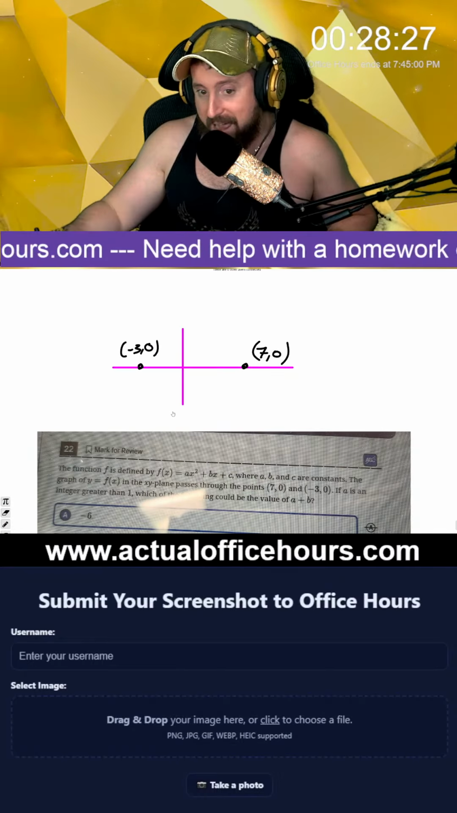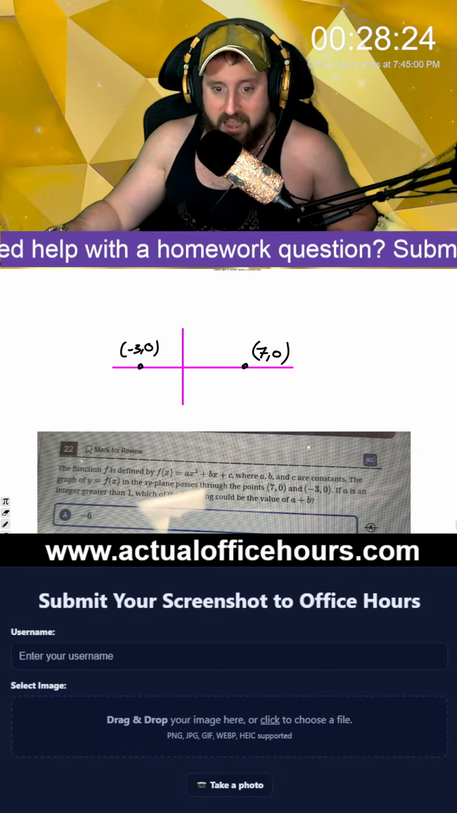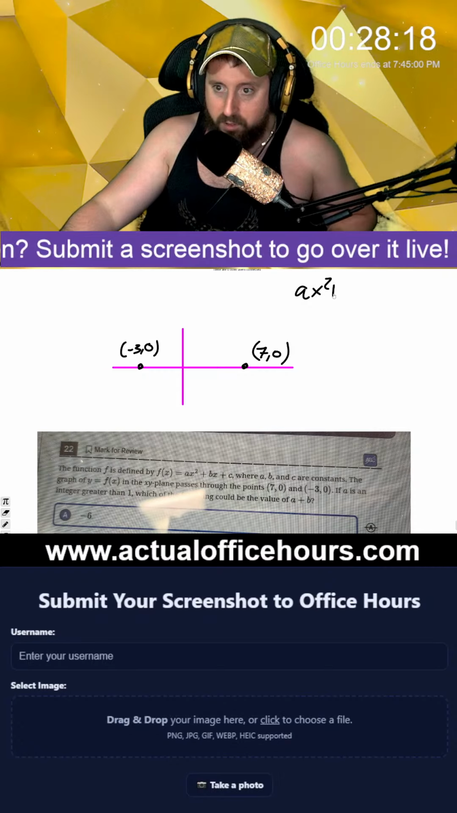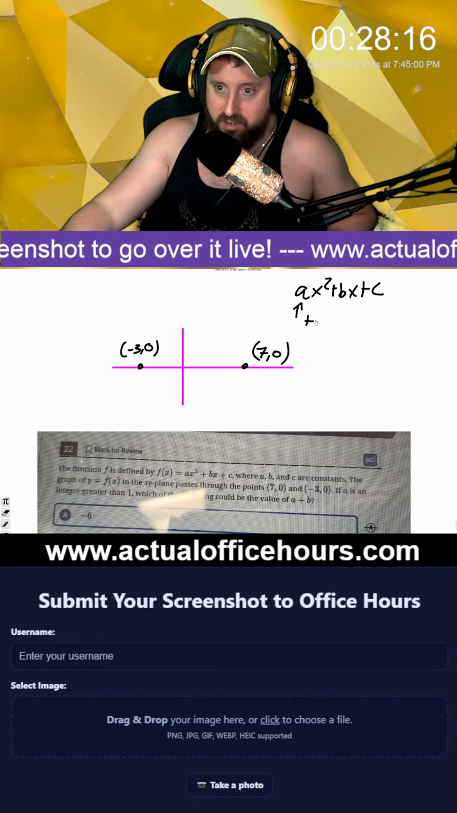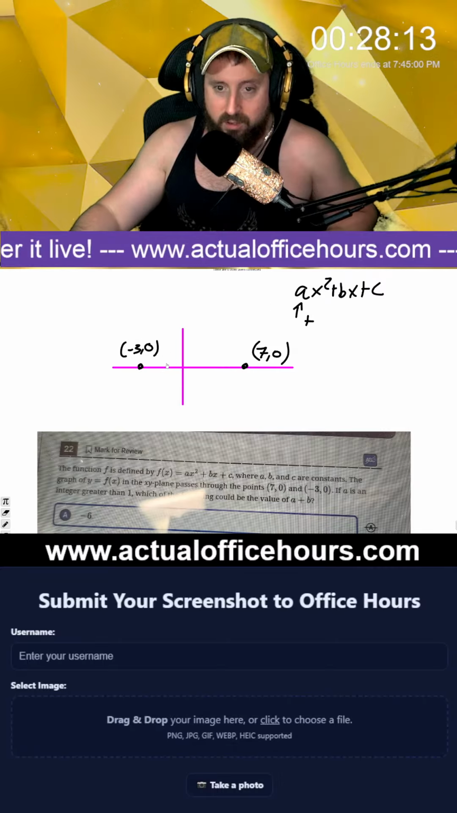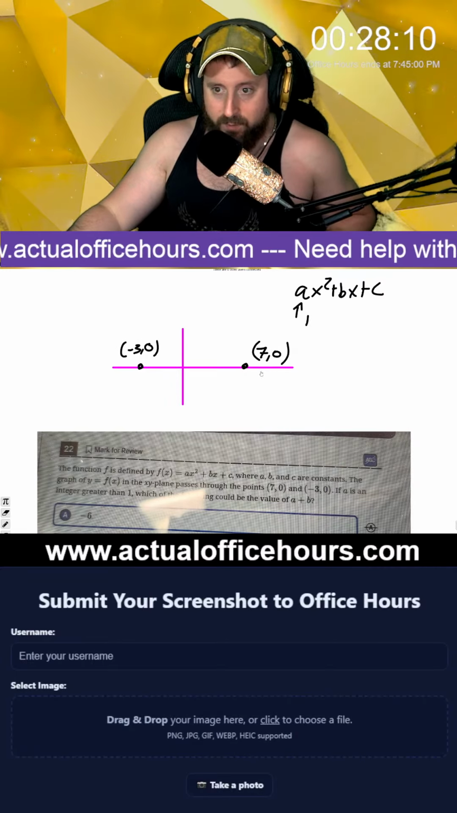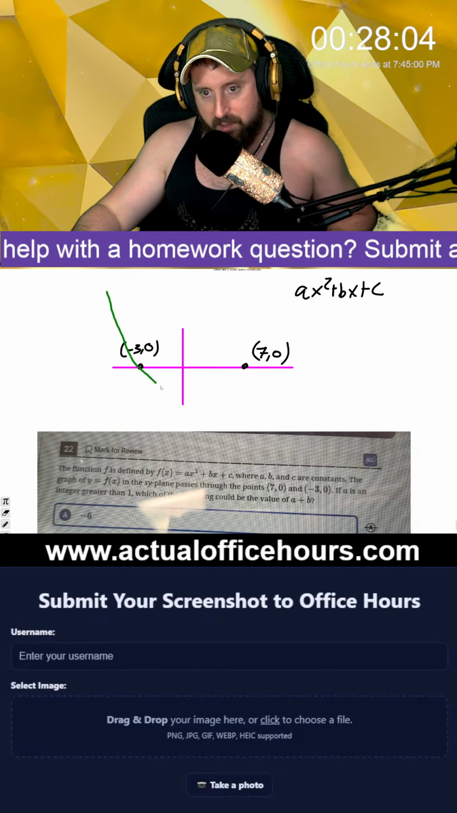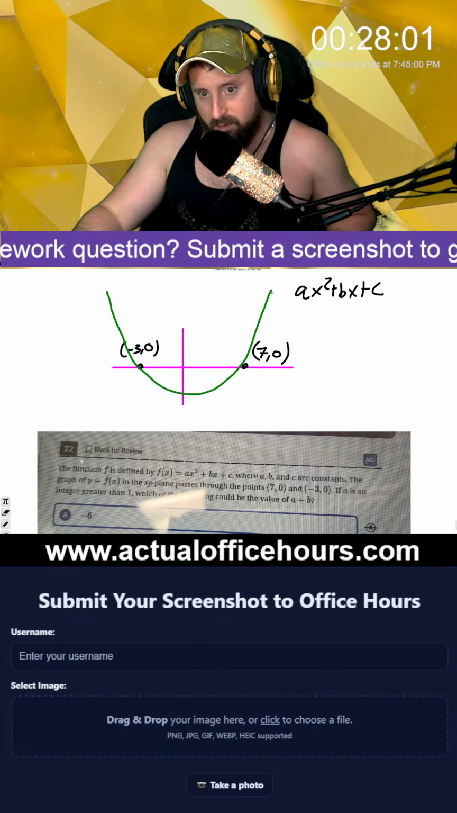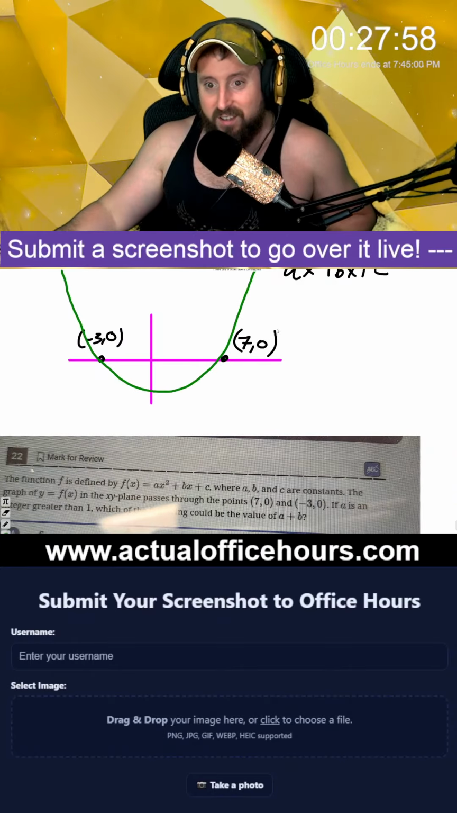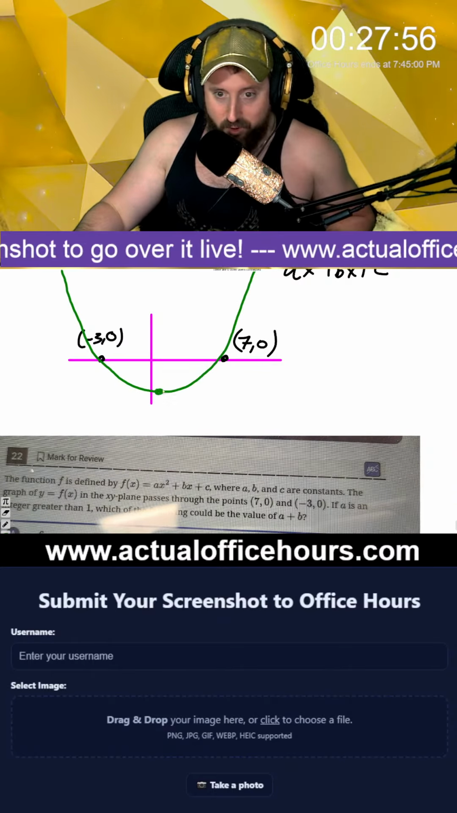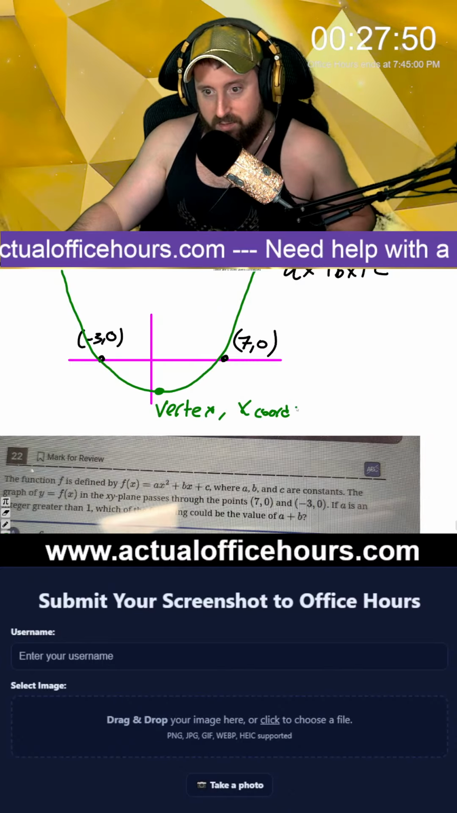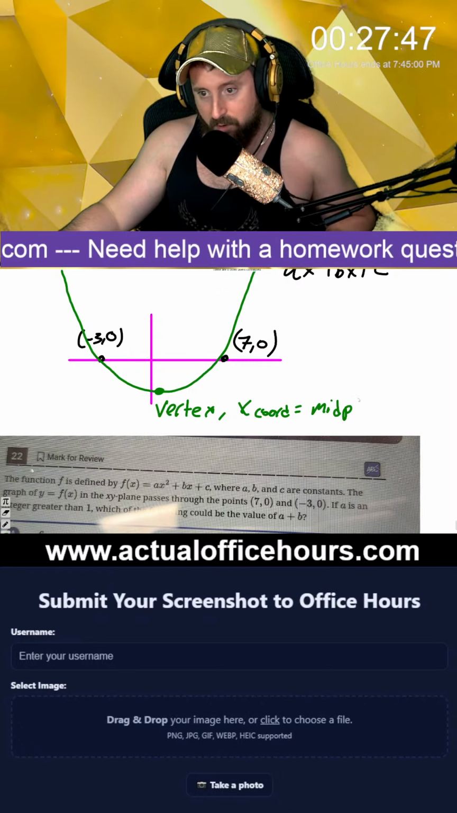Okay, here's the cool thing about quadratics. First of all, they say a is greater than 1, so that means it must be a happy face. Remember, if the leading coefficient, so ax squared plus bx plus c, is positive or greater than 1, that means it's a happy face. If it was less than 1, it'd be a sad face. Okay? So that means my graph looks something like this. And here's the cool thing. With any quadratic, the x coordinate of the vertex is equal to the midpoint of the zeros.